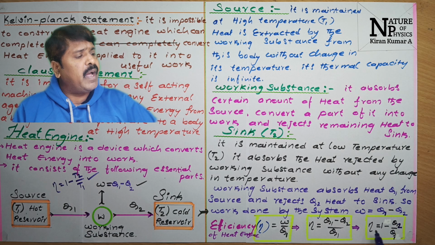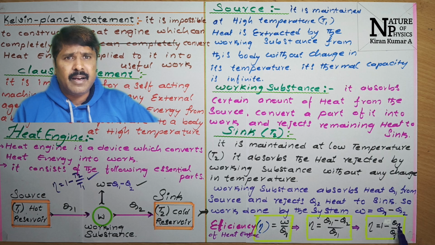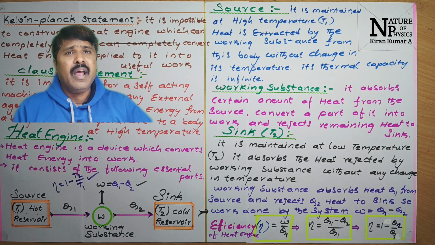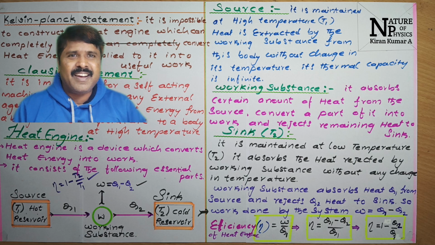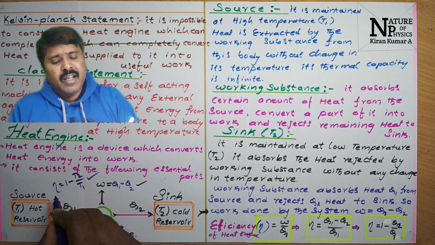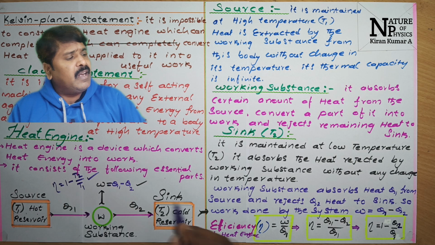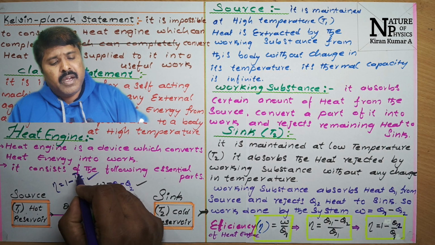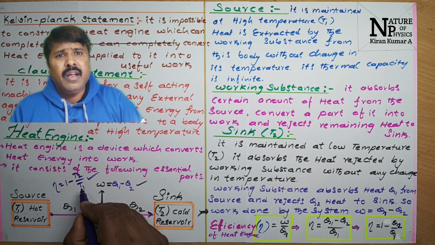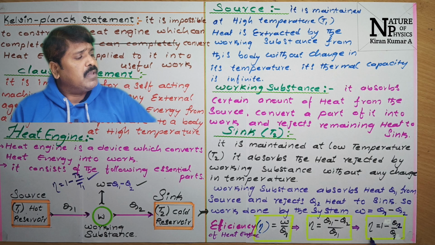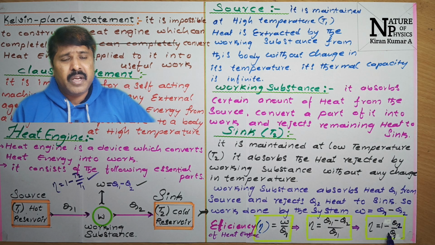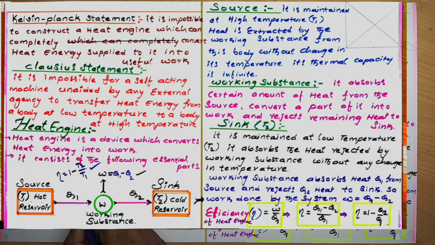Q1 by Q1 is 1, and minus Q2 divided by Q1, written clearly here. Neta is equal to 1 minus Q2 divided by Q1, and also efficiency we can write in the form of temperature, that is neta equals 1 minus T2 temperature divided by T1 temperature. So this equation represents heat, and this equation represents temperature, student. So heat and temperature are clearly represented in the diagram.